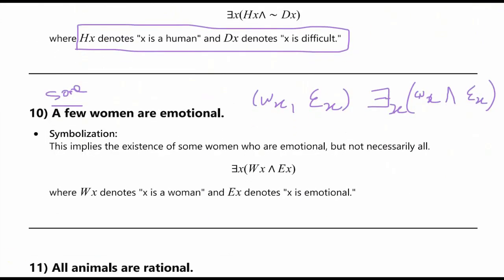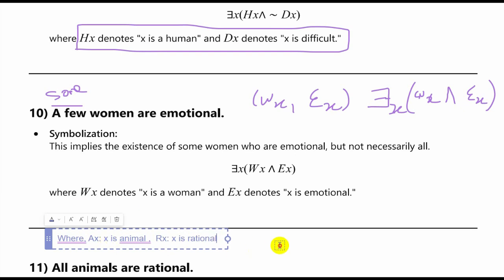All animals are rational. It's better we type it out first, where AX is X is an animal, RX is X is rational.